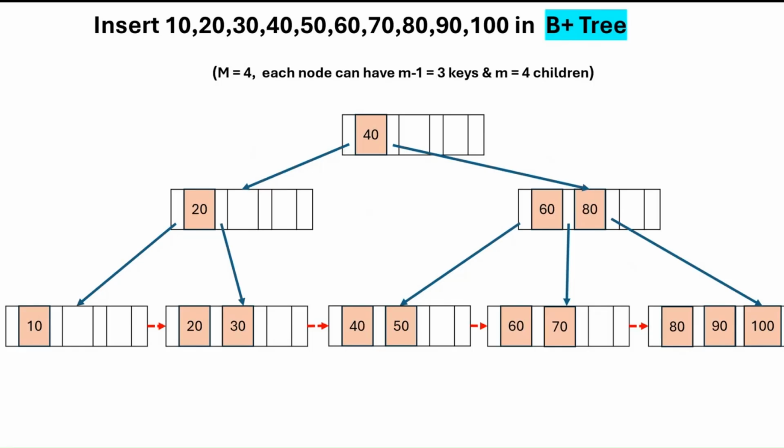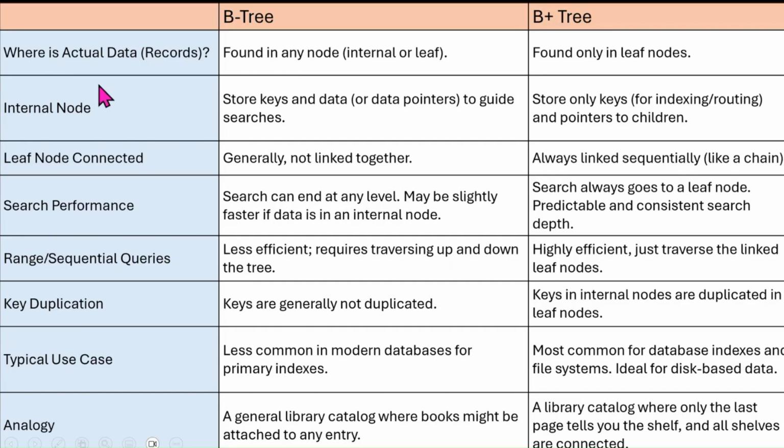So to summarize, what are the differences between B tree and B plus tree? The actual data in a B tree, you can find at any node, internal or leaf, because when we split, the actual data or pointer also moves to the internal node. In a B plus tree, you will find it only in a leaf node. The internal node in a B plus tree only contains the keys for routing purposes and pointers to children. In a B tree, it stores the keys and also the actual data pointer, and child pointers.